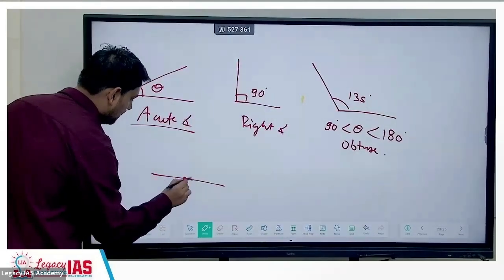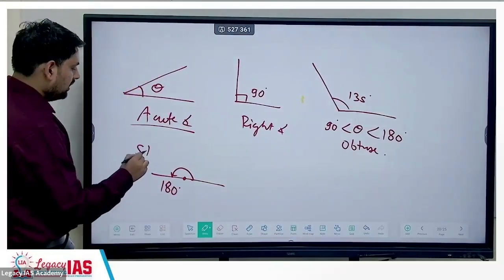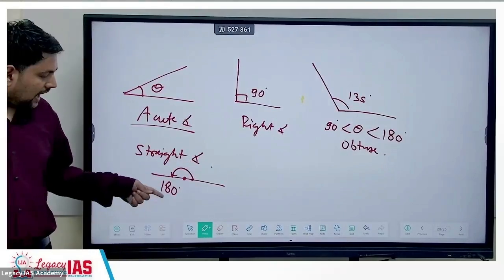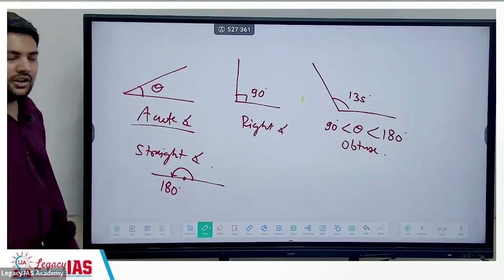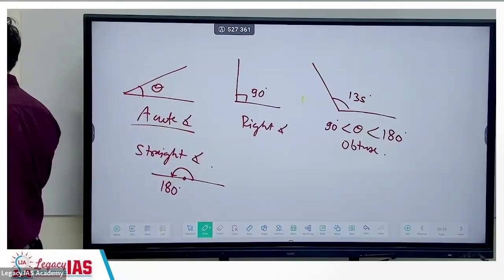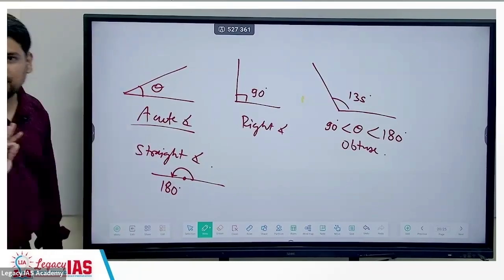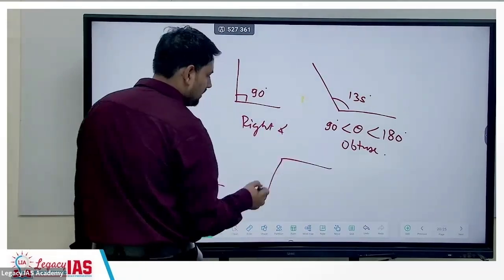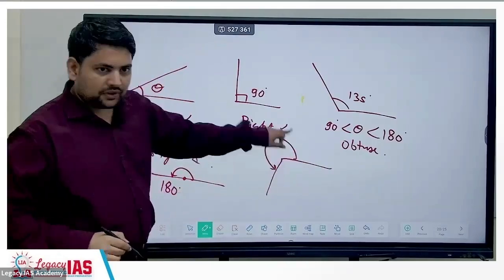It is drawn something like this. And this is 180-degree. This is called a straight angle. Understood? So whenever I tell you that we turn 180 degrees, what you will do? Completely opposite direction. If I am looking here and you tell me to turn 180 degrees, I'll turn exactly opposite. If I'm looking at you, you tell me to turn 180 degrees, I'll turn exactly opposite to you. Understood? This is 180 degree. Then we have this angle, not this. This is again obtuse only.